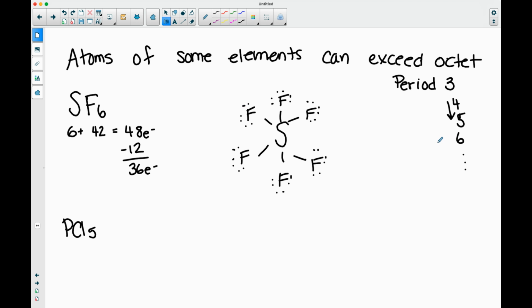But now sulfur has 6 atoms bonded, no lone pairs. This is octahedral, and it is symmetrical. All of the dipoles oppose each other perfectly, so there is no net dipole moment. And the bond angles, because this is octahedral, are all going to be 90 degrees.